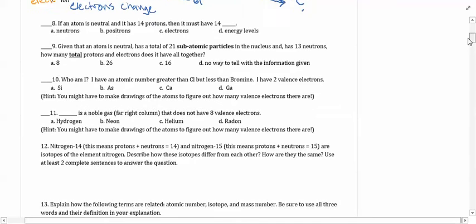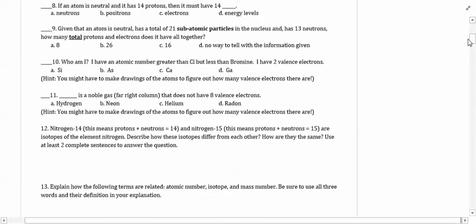For question number 8, if an atom is neutral and it has 14 protons, then it must have 14 blank. So positrons is not a thing that we've talked about. I don't know what that is. Neutral means that all the pluses have to balance out with all of the minuses. So protons are plus things, which means that we need to have 14 of the minus things. Neutrons are neutral, so that can't be it. And energy levels is not something that relates to whether something is neutral or not. The correct answer is electrons.